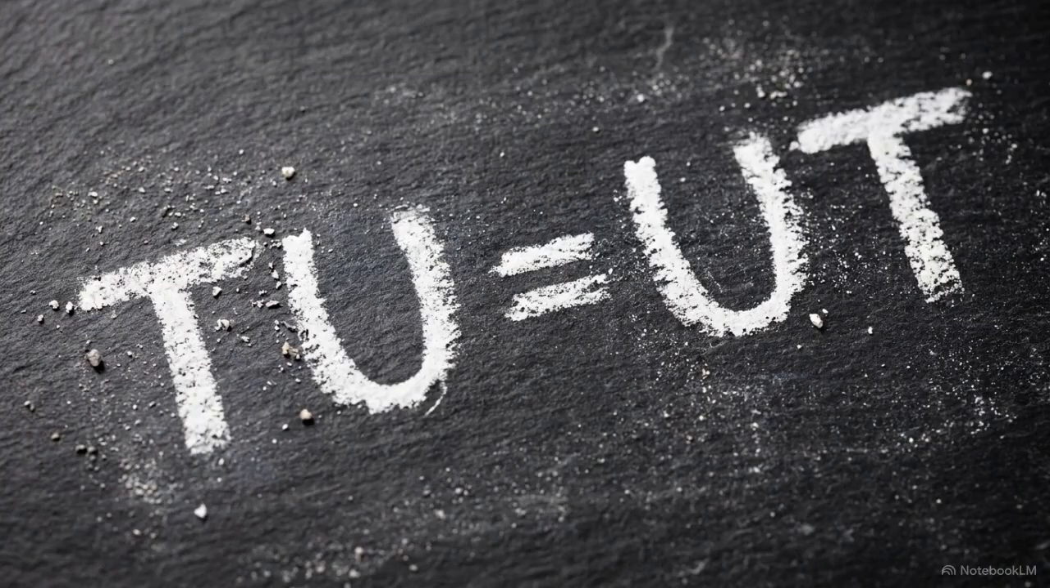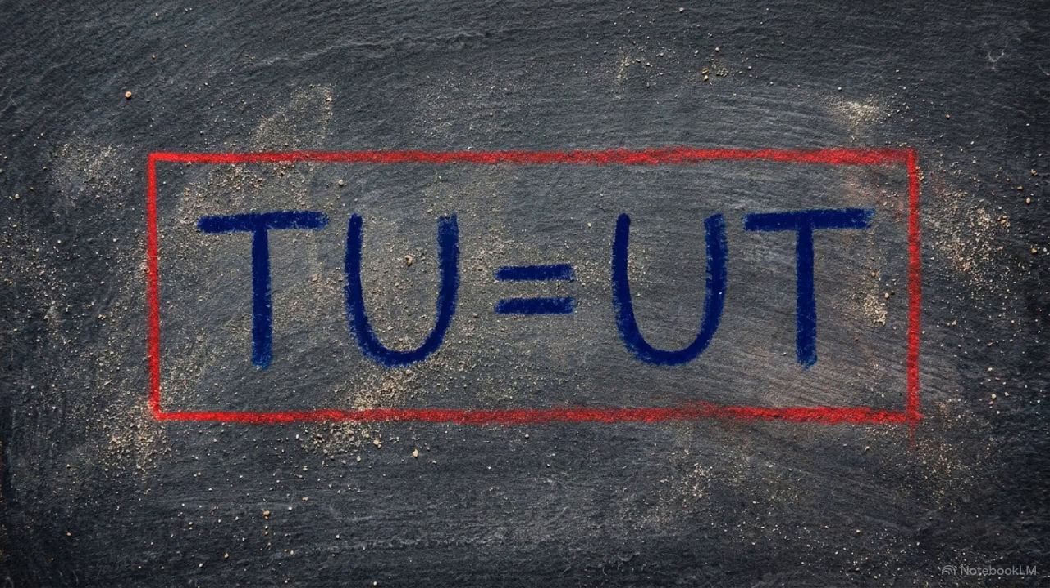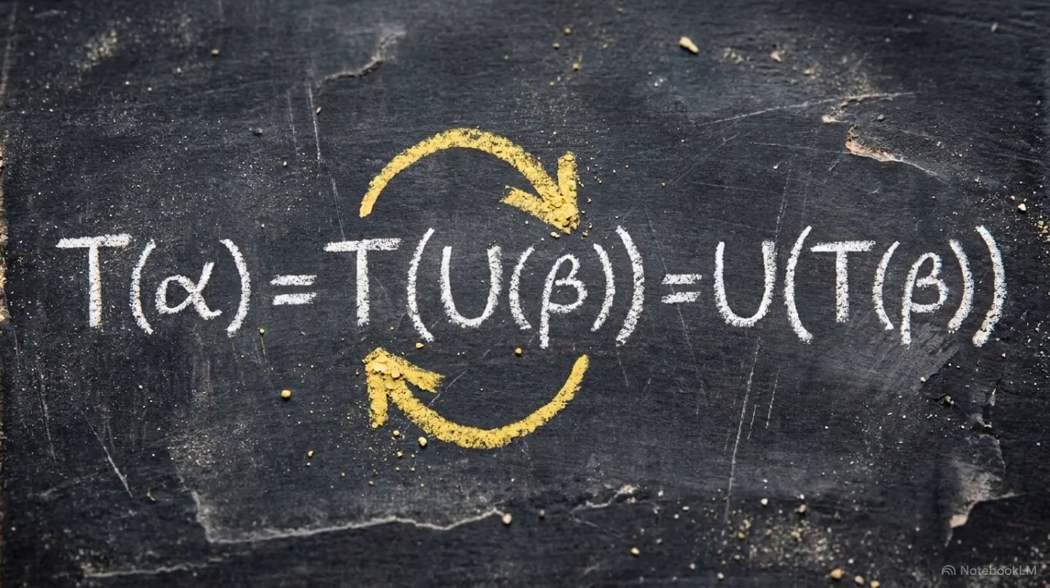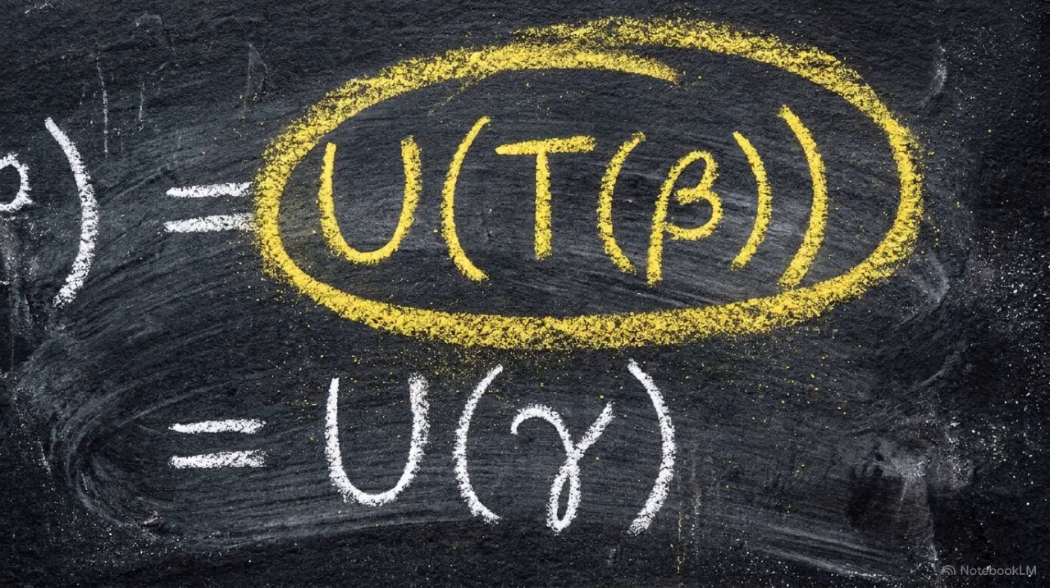Example 8 introduces commuting operators. If a linear operator U commutes with T, meaning TU equals UT, then the range of U is automatically an invariant subspace under T. We can prove this algebraically in one line. If a vector alpha is in the range of U, it equals U of some vector beta. Applying T gives us T of U of beta. Because the operators commute, we swap them to get U of T of beta. Since the outer function is U, this output fits the exact definition of the range of U.